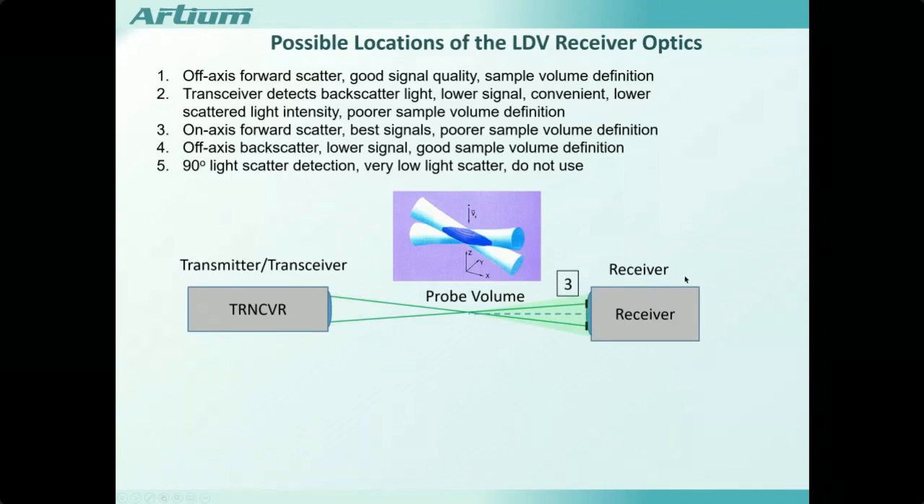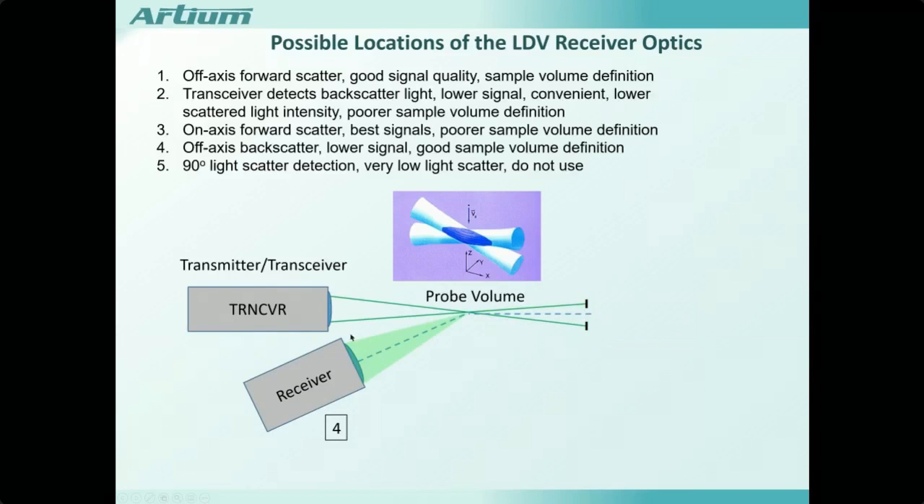The number 3 position is a direct forward scatter. This provides the most efficient collection of light. The forward scatter light is most intense, so you get a strong signal, but again, the definition of the sample volume, the effect of the fringe flaring a little bit, compromises the measurements, and also being able to reject flare light from surfaces is not optimum with this configuration.